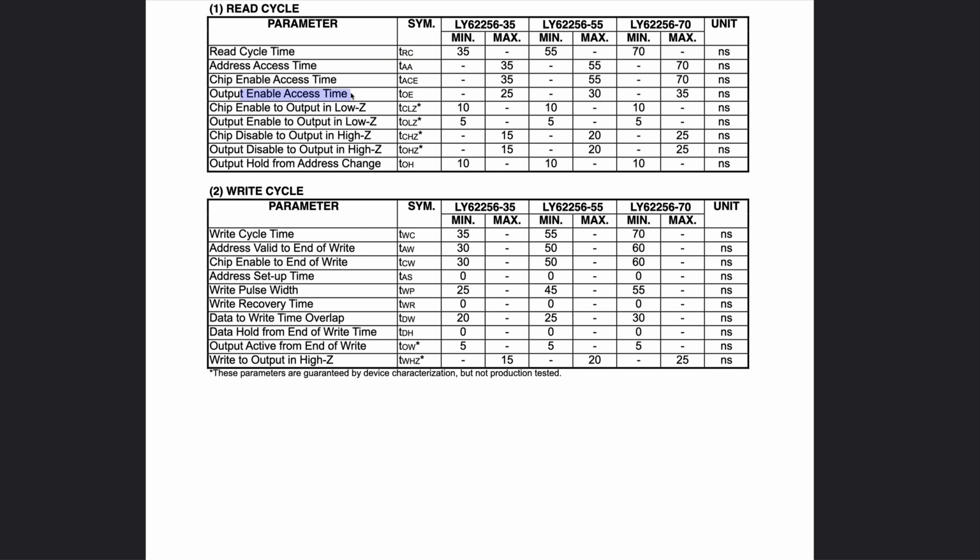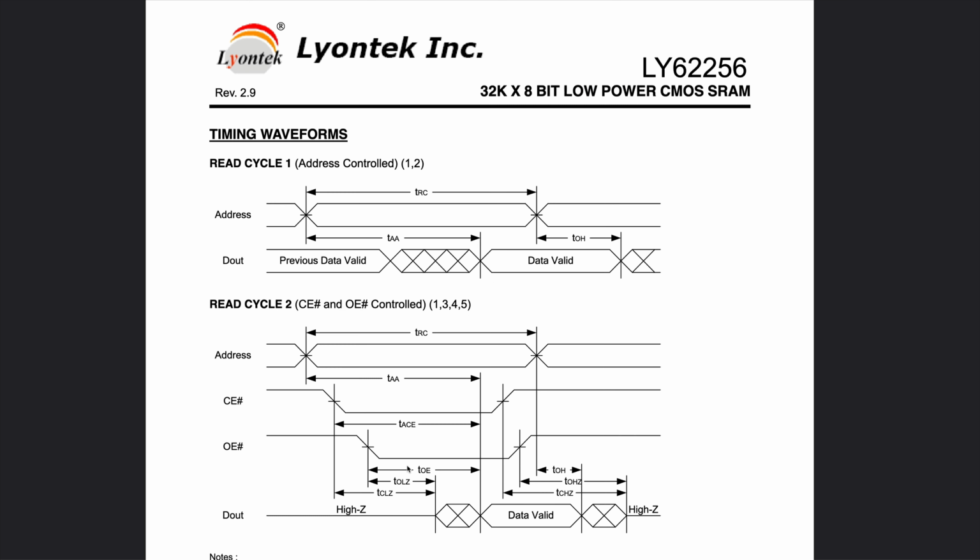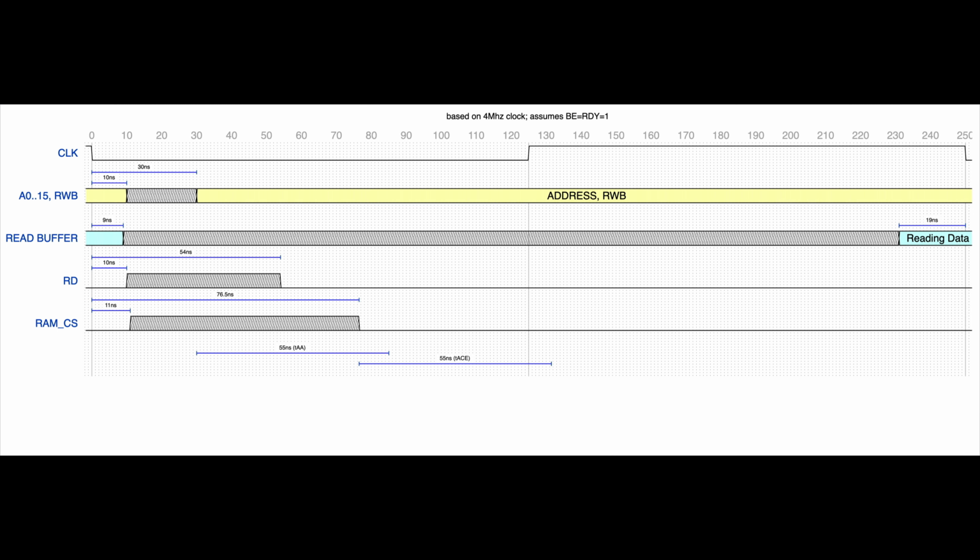The next value is the output enable access time. That's going to be 30 nanoseconds. And that's going to be the time between the output enable going low and the data being valid. So let's add this to the diagram. And here we have the time T output enable. From this, we know that we're going to be taking the maximum of those timings, and that's when the data is going to be valid.